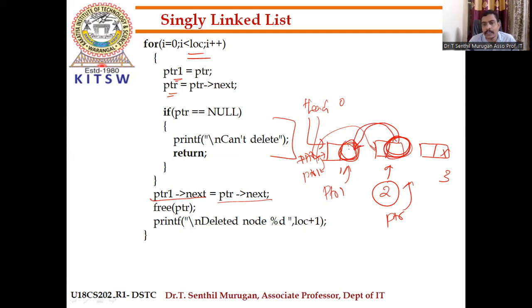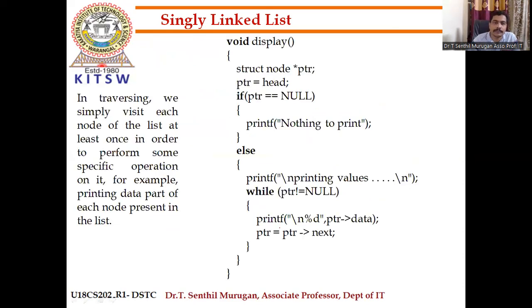So automatically what happens? The link will be followed to here. Previously this address was 2, so now it will be 3. So it will change that value. Initially this address was pointing to this node, and this node will be deleted. Okay, so this is the delete operation.